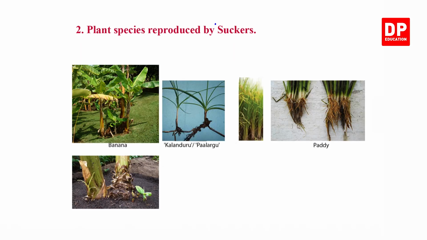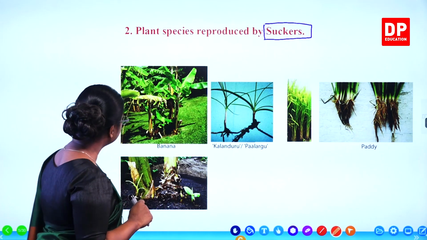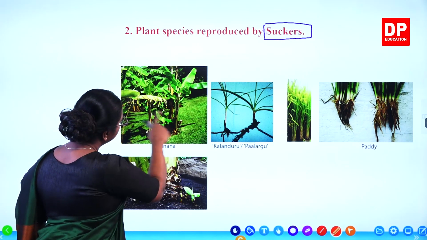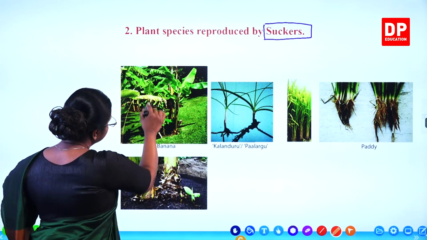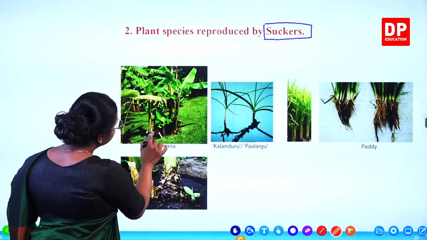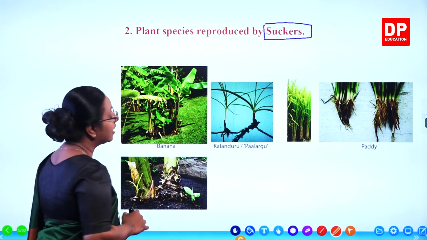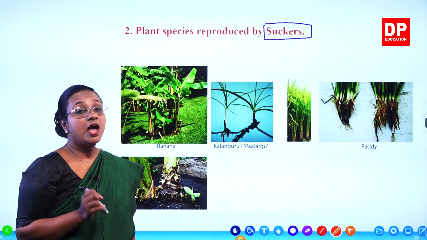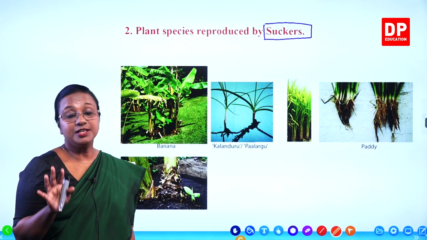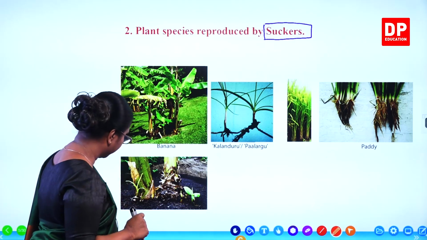Plant species reproduce by suckers. Now this is the second type of over the ground stem. Suckers. What are suckers? Now look at this banana plant. Now this is the mother plant that is already there. Near the mother plant you can see a few young plants growing. How is that possible? That is by a part of the stem that is called the sucker.